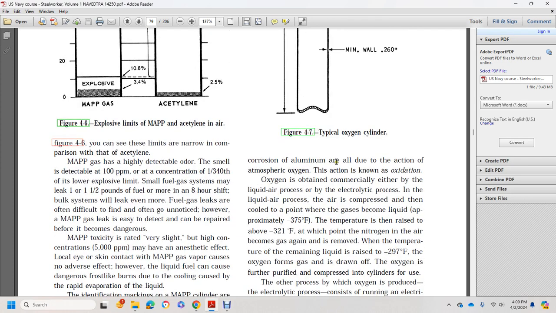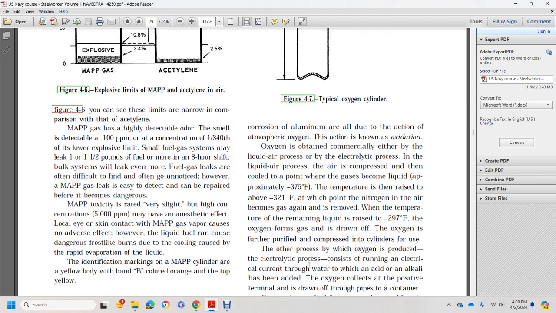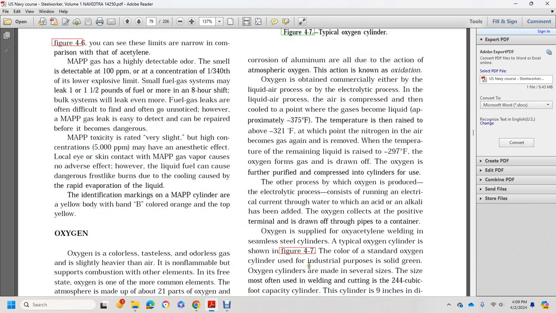Oxygen is obtained commercially by either the liquid air process or the electrical process. In the liquid air process, the air is compressed and then cooled to the point where the gas becomes liquid, at approximately negative 300 degrees Fahrenheit. The temperature is raised above negative 320 degrees Fahrenheit, at which the nitrogen in the air becomes gas again and is removed. The temperature of the remaining liquid is negative 297 degrees Fahrenheit. Oxygen forms gases that are drawn off. The oxygen is further purified and compressed into the cylinder for use.